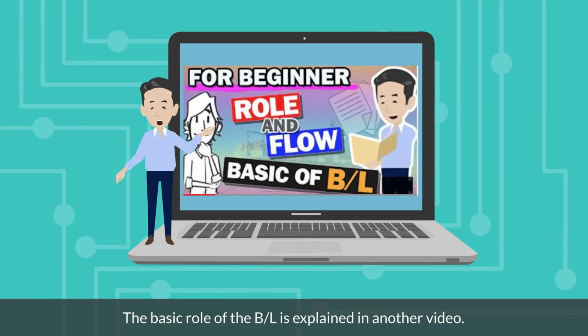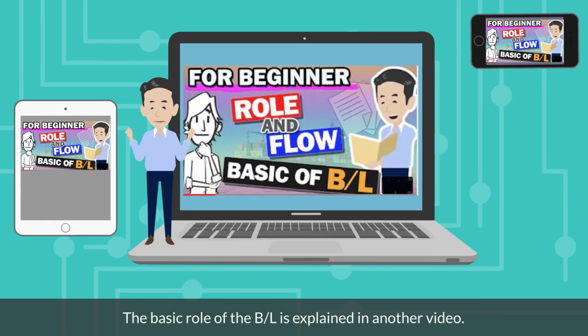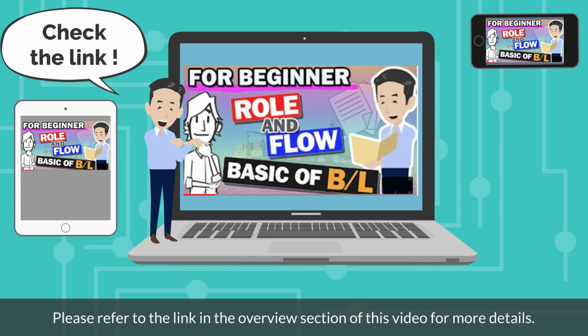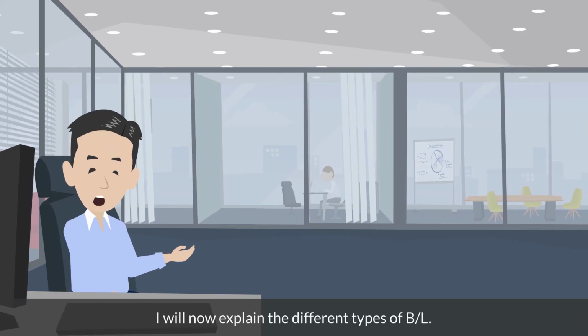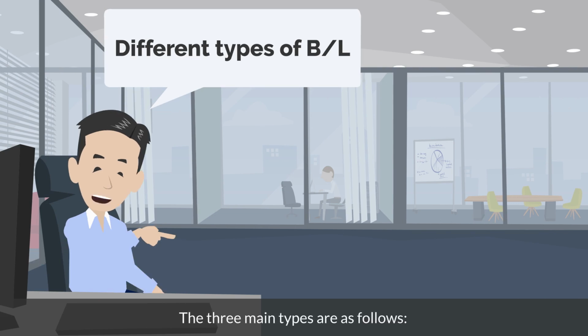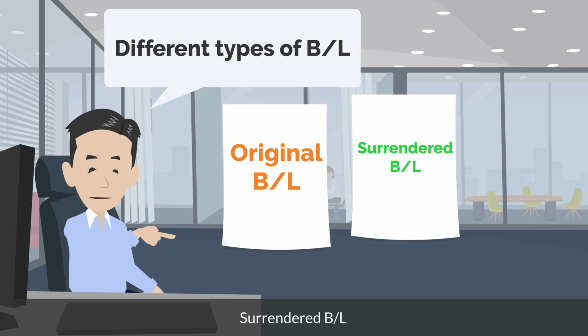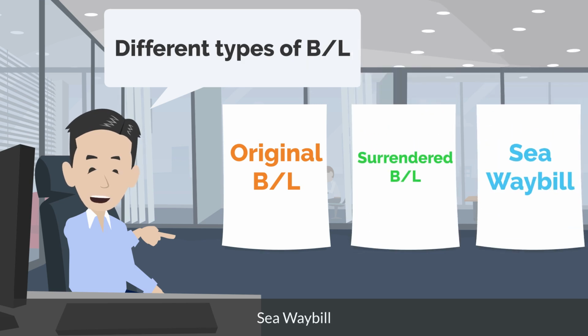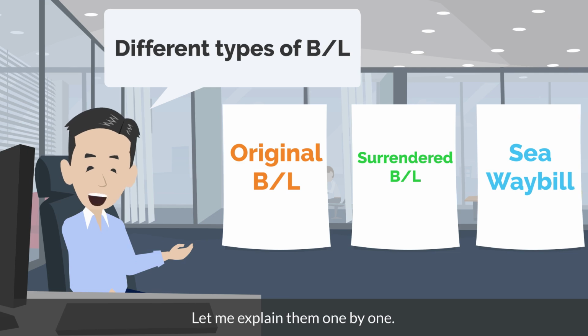The basic role of the BL is explained in another video. Please refer to the link in the overview section of this video for more details. I will now explain the different types of BL. The three main types are as follows: original BL, surrendered BL, seaway bill. Let me explain them one by one.